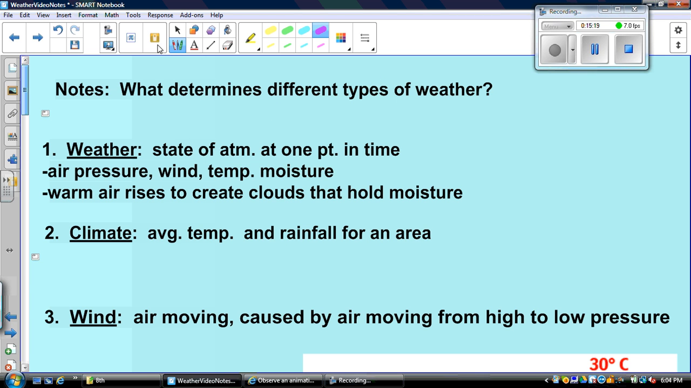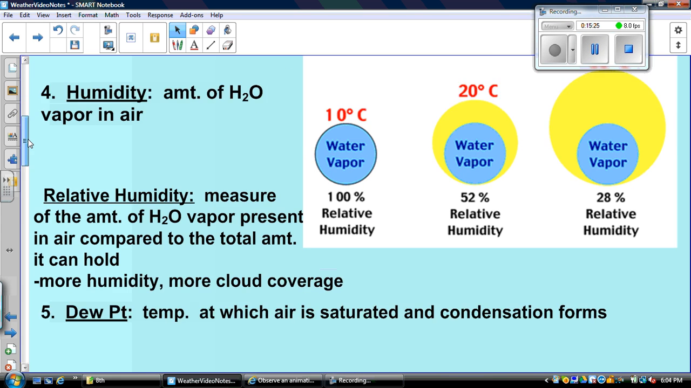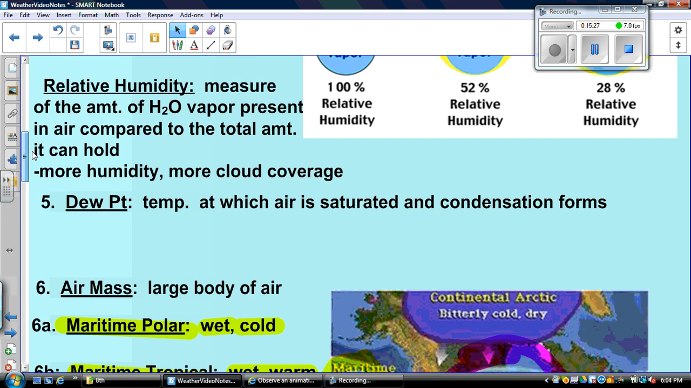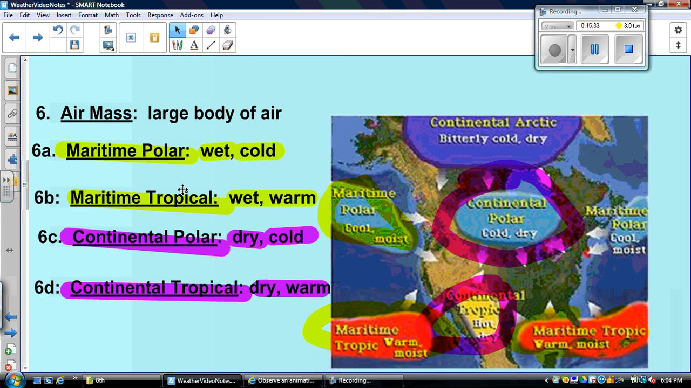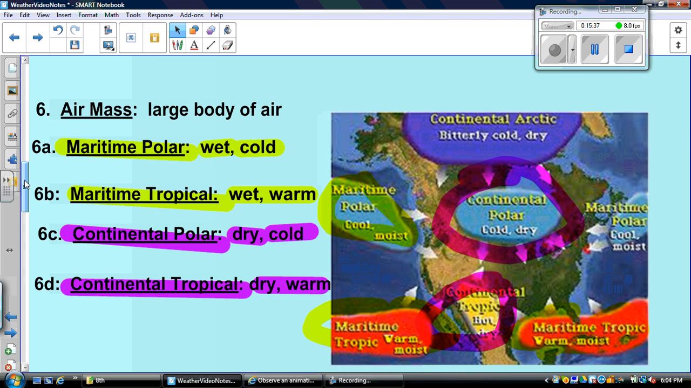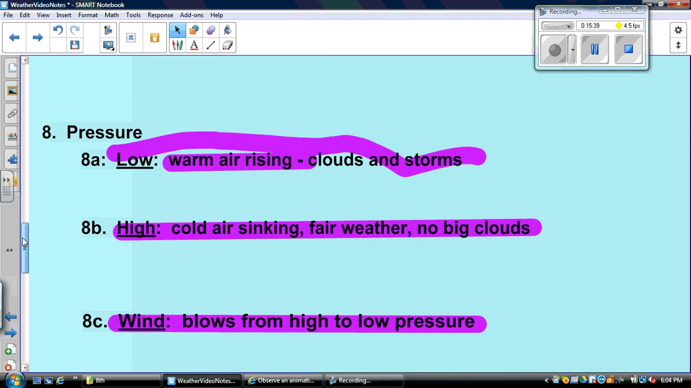Okay, so hopefully that gives you a better idea of how weather is created and what's going to determine that. You've got to have a certain amount of humidity to create stormy weather. You've got to have air masses that meet, and based on what type of air masses they are, that's going to determine what type of front you're going to have and what type of weather it's going to bring. Pressure, how air is moving, is also going to determine what type of weather you're going to have.